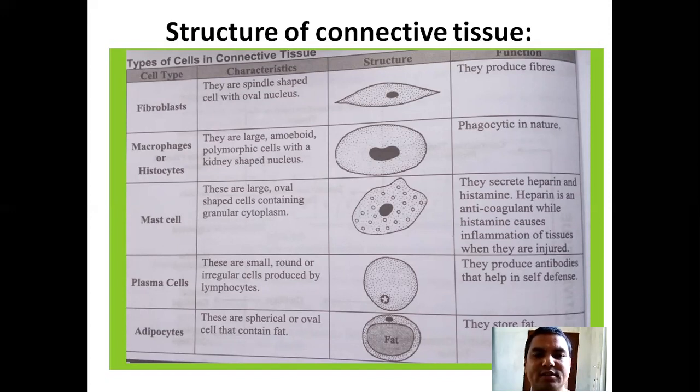Fibroblasts produce fibers. Macrophages are phagocytic in nature. They engulf bacteria. Mast cells produce heparin and histamine, which help in coagulation as well as inflammation of disease when they are injured. Plasma cells produce antibodies that help in self-defense, and adipocytes store fat.